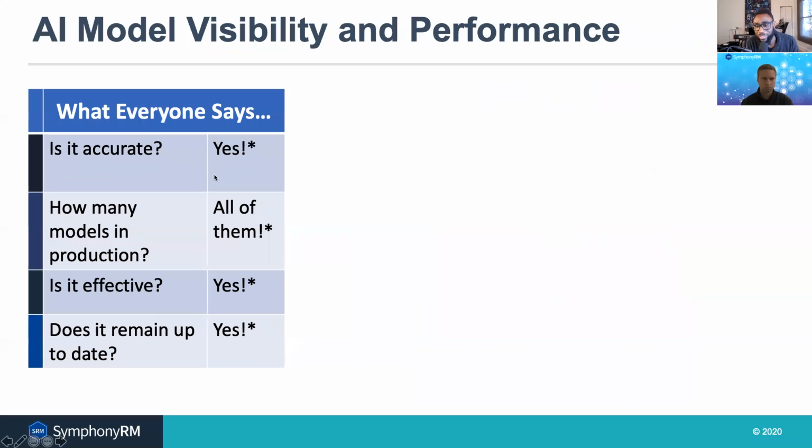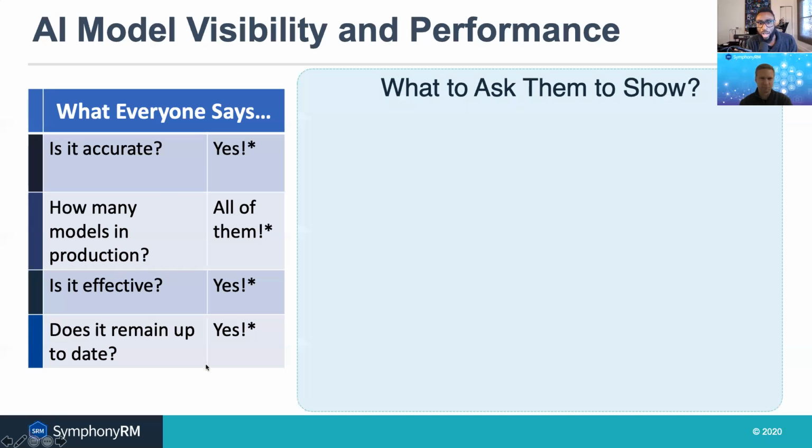AI models, same concept. We introduced some terminology and thinking last week with things like precision, recall, and area under the curve. This helps us get beyond questions that you're always going to get a yes answer to. Are your AI models accurate? Yeah, they're accurate. How many models do you have in production? Every single model. Are they effective? Yeah. Are they up to date? Always.